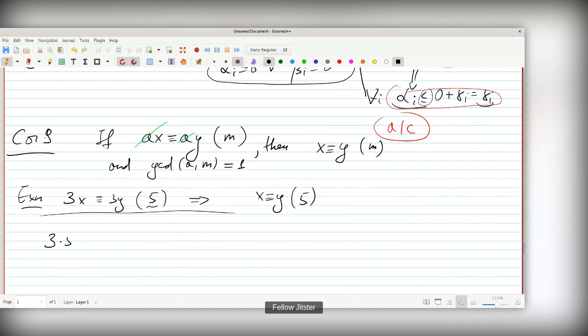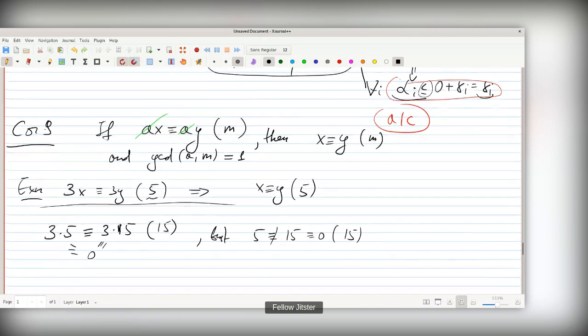Then 3 multiplied by 5 is, of course, congruent to 3 multiplied by 15, modulo 15, because both of these are congruent to 0. Both these numbers are divisible by 15. But, of course, 5 is not congruent to 15, that is to 0 modulo 15. It is very important to have this factor be coprime to the modulus.